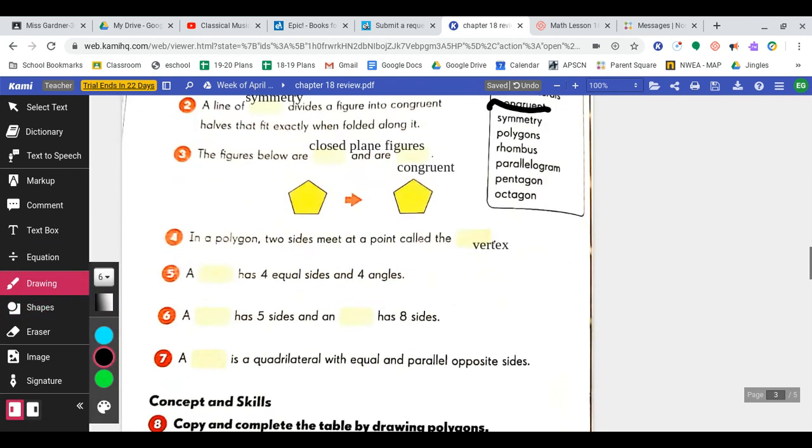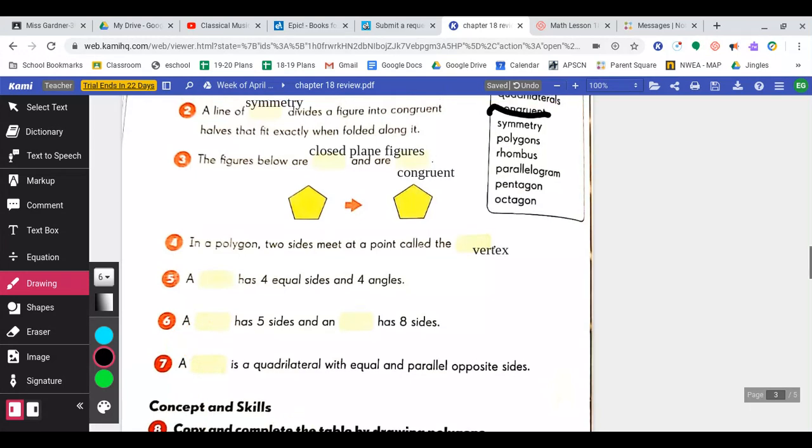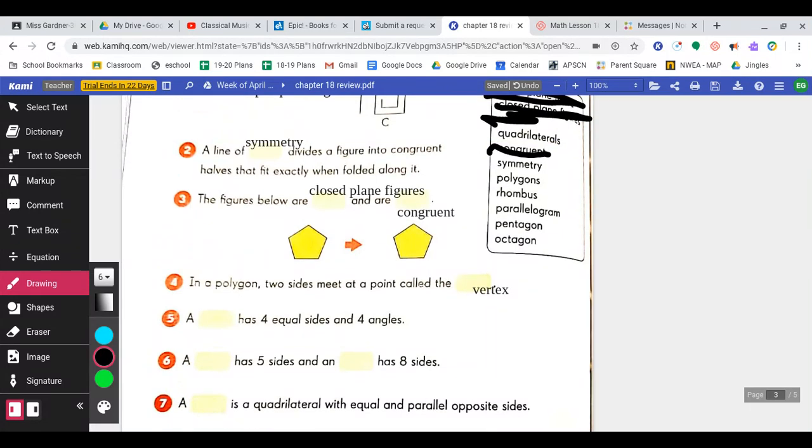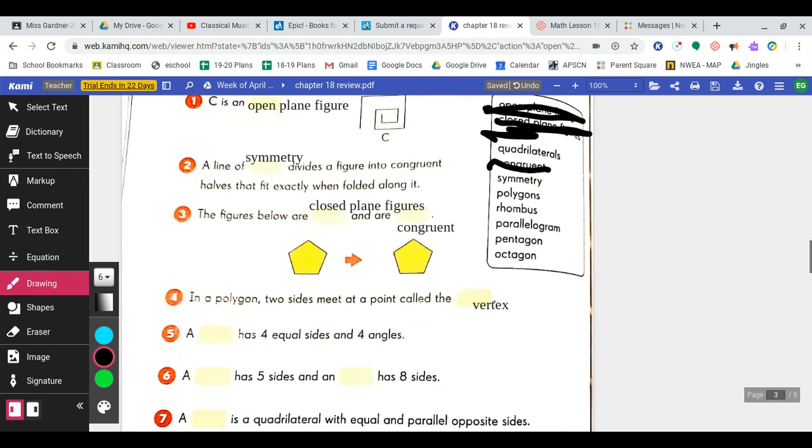Okay. Number 5, a blank has 4 equal sides and 4 angles. Notice it says equal sides. So which of these terms would be best? Now, quadrilateral has 4 sides, but they don't have to be equal. We've got rhombus and parallelogram. Those are both types of quadrilaterals. Which of these has equal sides? A rhombus.